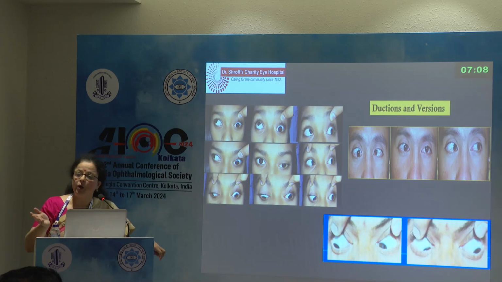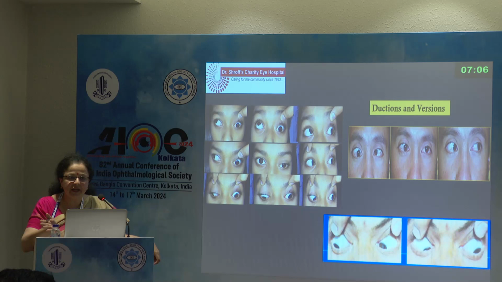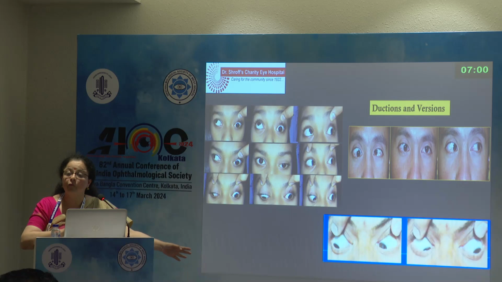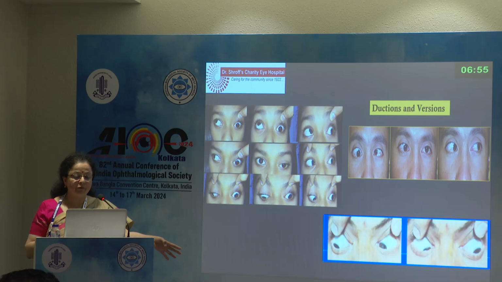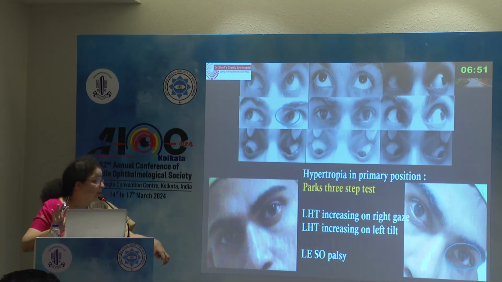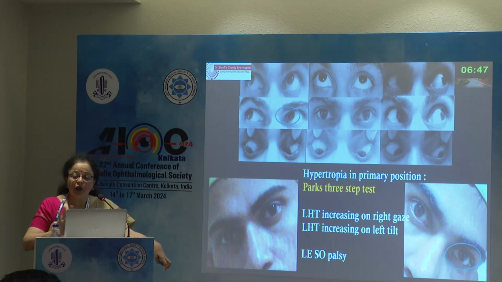And whenever you want to check the verticals, you need to check both the eyes so you can compare them and know which is an overaction and which is an underaction. This is basically what we do in vertical squints. Now, whenever there's a hypertropia in the primary position, we need to do the Parks three-step test. We cannot say that we cannot do this test.